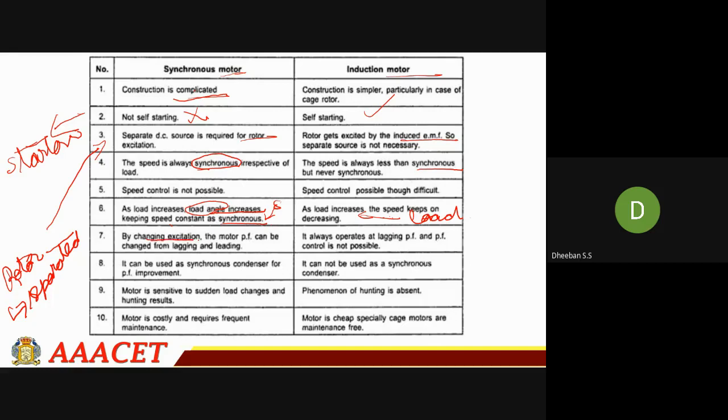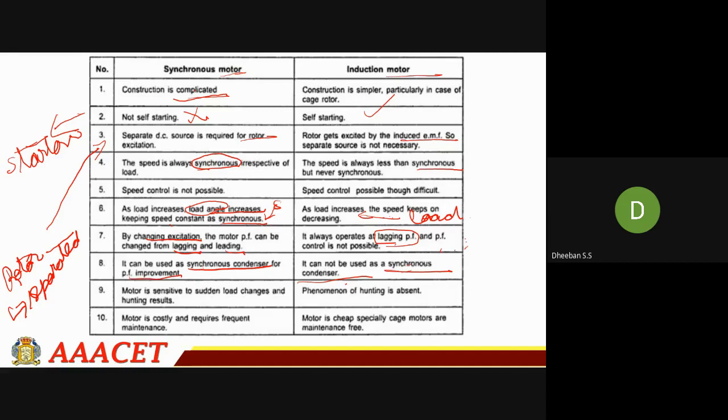By changing the excitation, the motor power factor can be changed from lagging to leading. But in an induction machine, it will always be an inductive load, so it always operates at a lagging power factor. A synchronous motor can be used as a synchronous condenser. At the beginning of the synchronous machine I told about the synchronous condenser, whereas induction motors cannot be used as a synchronous condenser. It can be used in place of capacitor banks for power factor improvement.